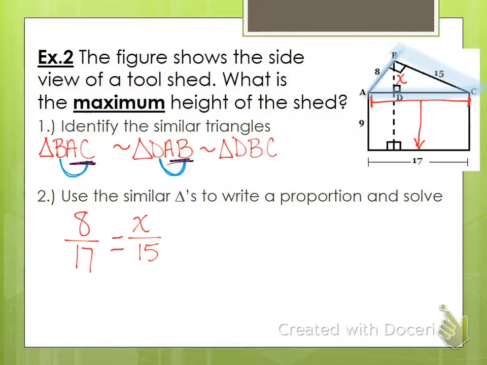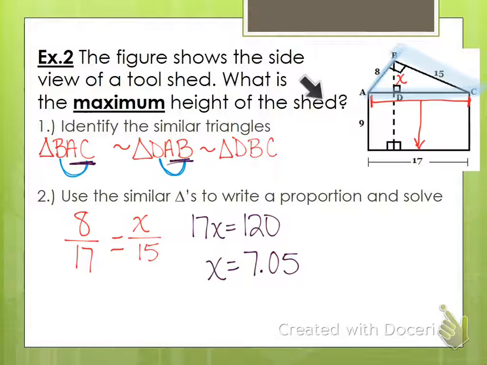Any questions about setting up the proportion? Okay, from there, I think most, if not all of you, would be fine to solve that. When we cross multiply, what do we get? Good. To solve it, we have to, and we would get, okay. And they did not label our units, so we'll just leave it alone. That, of course, does not get us to the answer because we still have to add what? Add 9 to get the whole height.